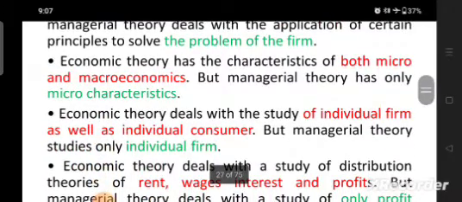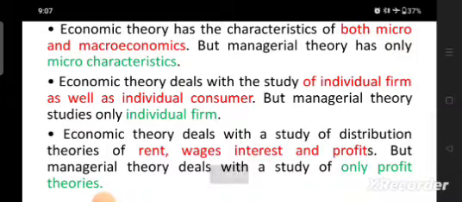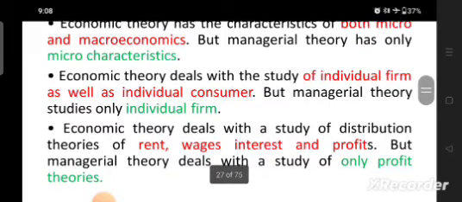And the next one is that economic theory deals with the study of the individual firm as well as the individual consumer, whereas managerial theory studies only the individual firm. So in economic theory, we usually concentrate on the customers with respect to the firm, but managerial theory concentrates only on the individual firms. And the next difference is that economic theory is based on certain assumptions, where we give more importance to the assumptions, whereas in managerial theory these assumptions disappear, because we usually apply the theories in managerial theory. That's why we don't consider so many assumptions in managerial theory.